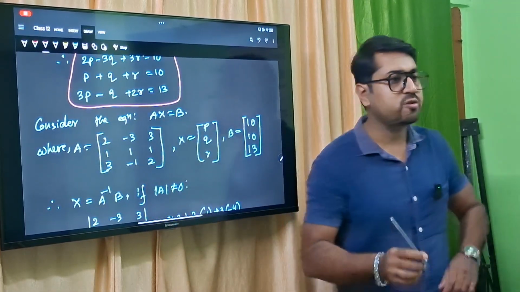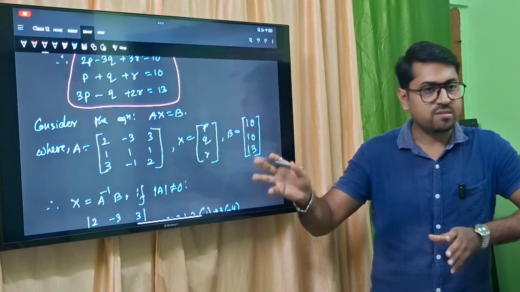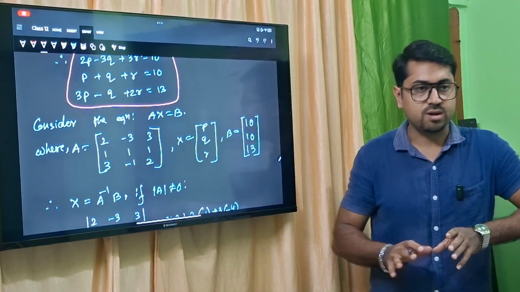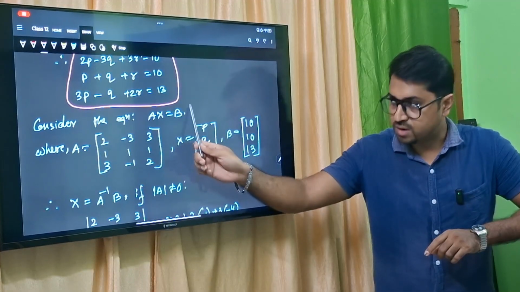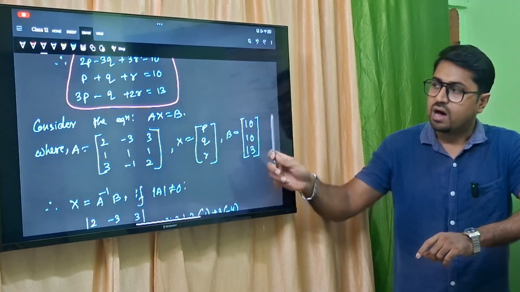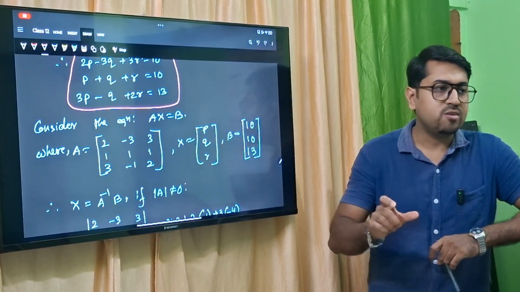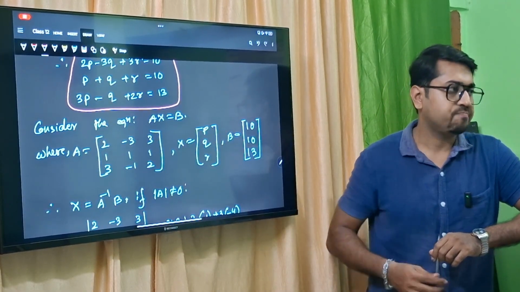X equal to A inverse B. No need to show how it comes; it is already a theorem, and you do not have to prove the theorem. So we consider the equation AX equal to B, and I will write what A is, what X is, and what B is. After writing this, I will write what we need to find: we need to find X only, and X equal to A inverse B.